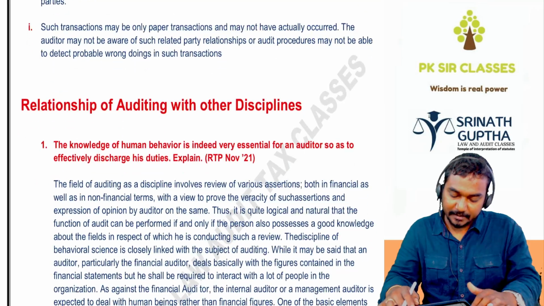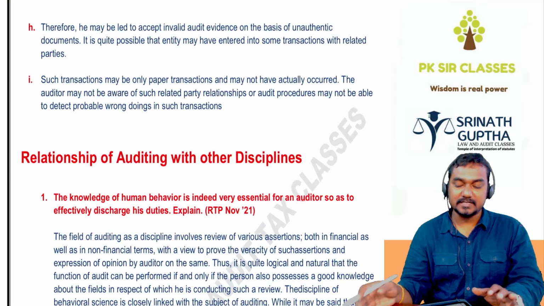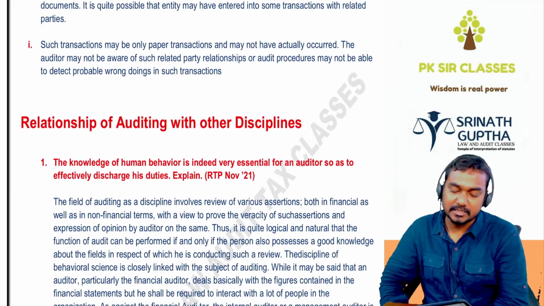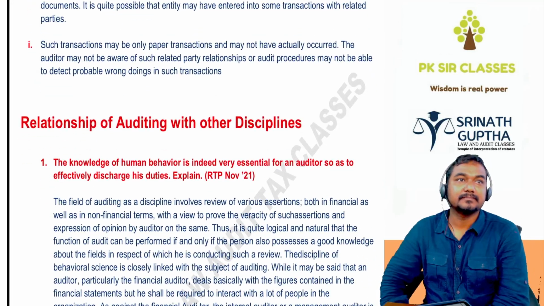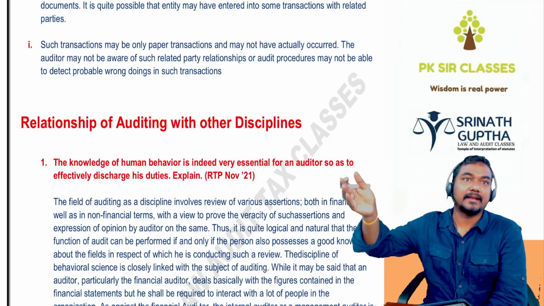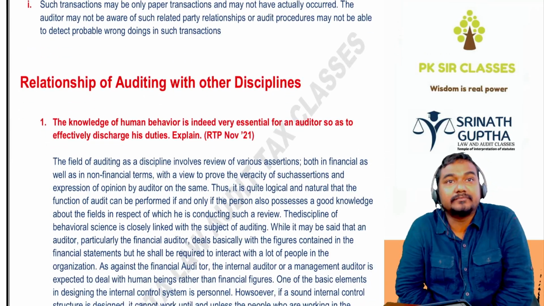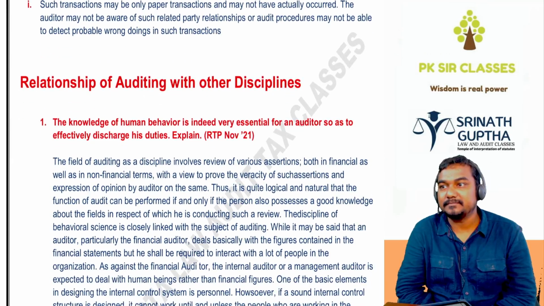The remaining part we will see tomorrow. Done? So we discussed up to the limitations of auditing. The next topic will be the relationship between auditing and other disciplines, that means auditing and economics, auditing and law, and auditing and other subjects. So we have nearly completed half of the scanner. The remaining scanner we'll see in the next class.